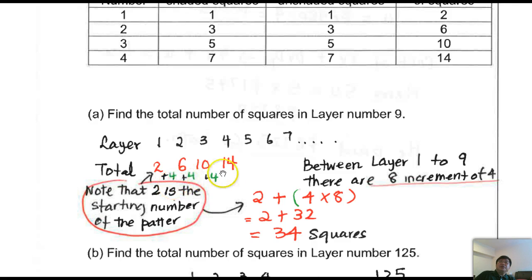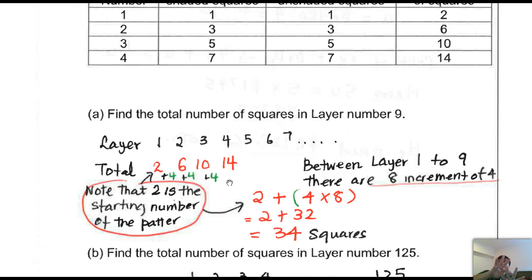Now I want you to take a look. They're talking about how many square boxes there are if the layer reaches 9, 1 all the way to 9. Of course some of you may take your time and add all these things together, which I find is not the way. The way to do it is the shortcut. Take the first number, add all the increments. Now the increments are 4, 4, 4, 4. How many increments are there in 9? Now for example, you have 9 over here.